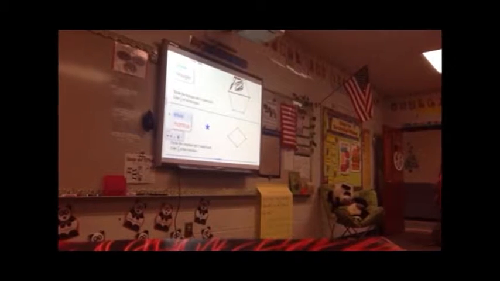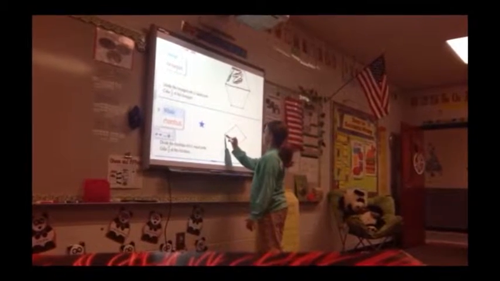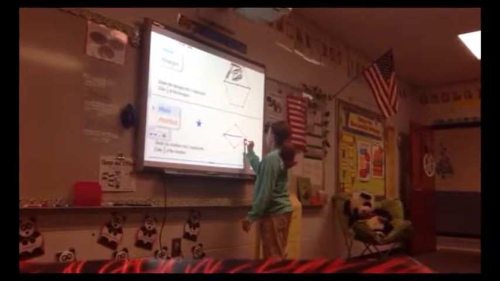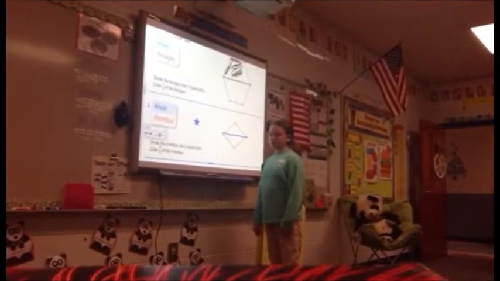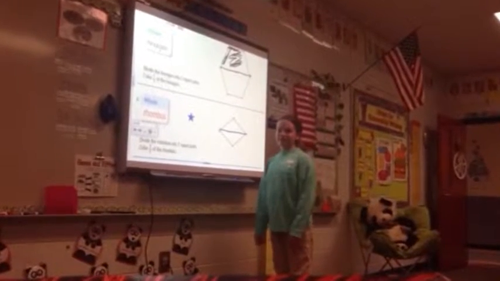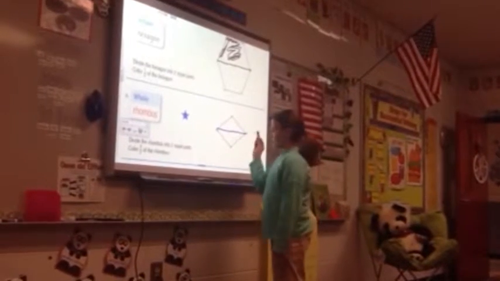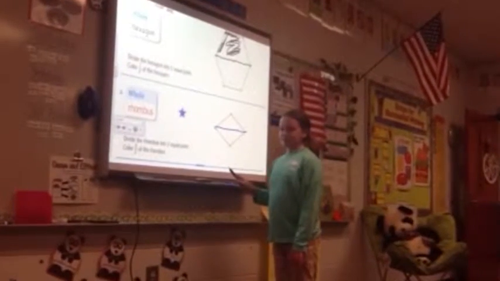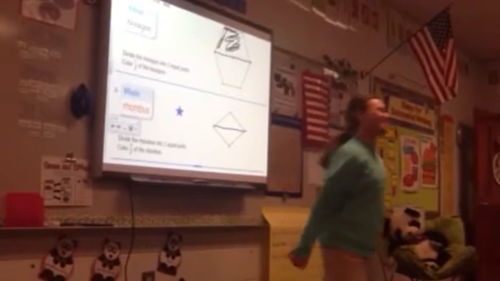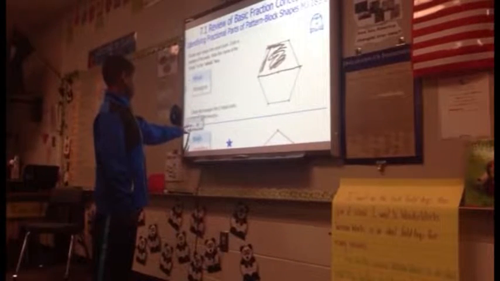Sadie, go up and divide the rhombus into 2 equal parts. Now I want you to color 0 halves of the rhombus. What are you going to do? Nothing. Why? Because it says 0 so you don't color it. Exactly. Good job, Sadie. Thumbs up if you agree. Excellent. Gregory, go ahead and go to the next page.